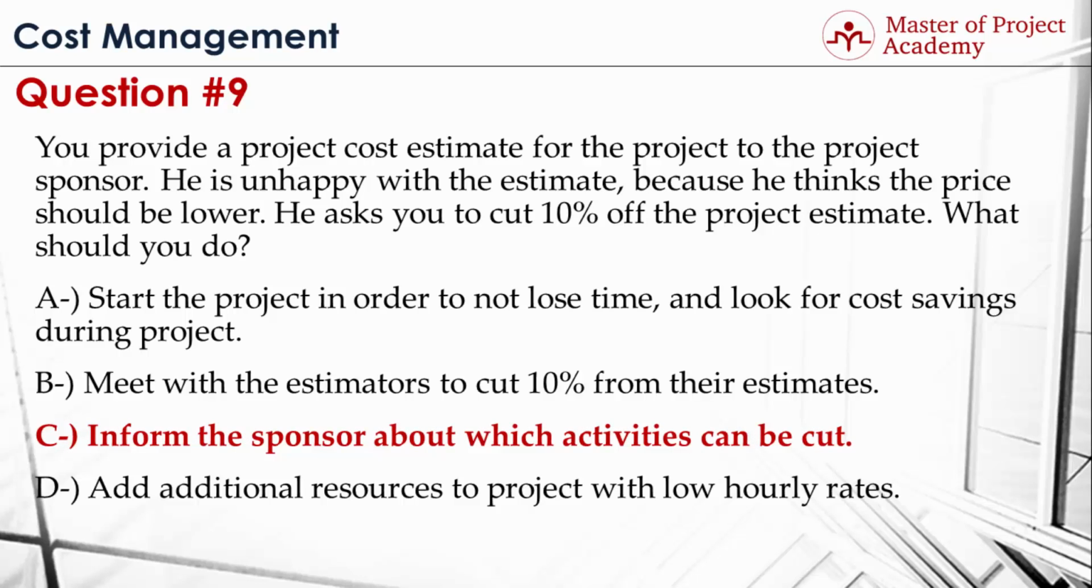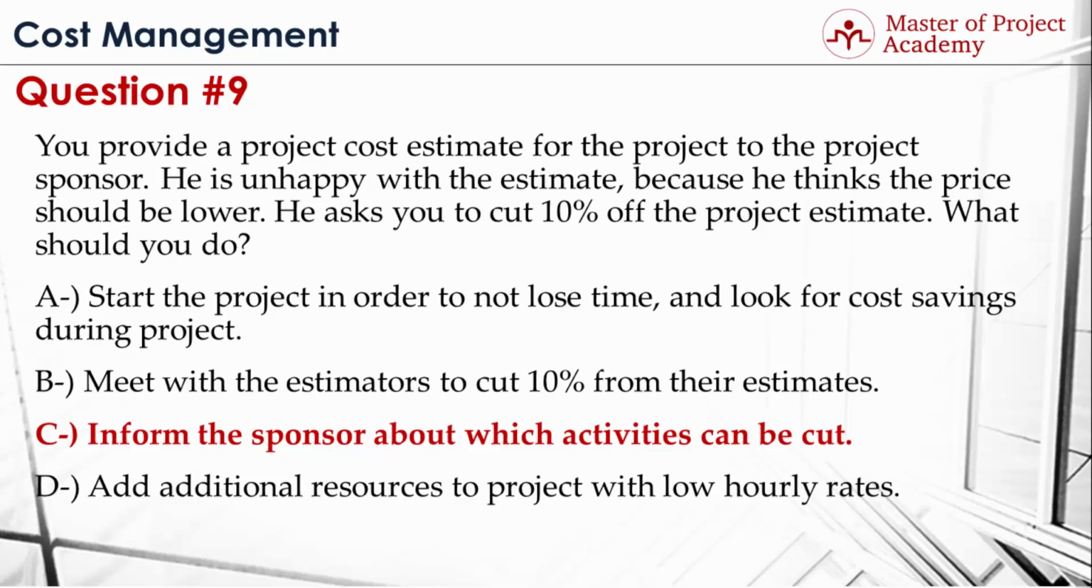C. Inform the sponsor about which activities can be cut. Because you've built your scope baseline, you have built your schedule baseline, you've built your cost baseline, and during all these processes you've done estimations and planning, etc. If a sponsor asks you to cut the project estimates, this can only be done by reducing some activities or scope from the project. Therefore, C is the best choice here.